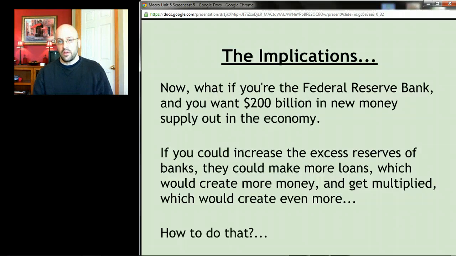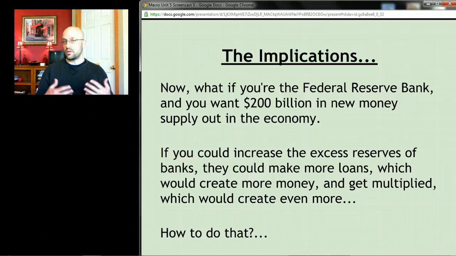So you might want to think about the implications here. What if you're the Federal Reserve Bank and you've determined that you want 200 billion new money to be out there in the economy, because that's how much you want to move the money supply curve to get to the interest rate you want to get to. Well, if you're the Federal Reserve, and if you could increase the amount of excess reserves that banks have, you could have them loan out money, which would get multiplied in the money multiplier process, which would create even more money, and that would move that money supply curve by a certain amount.